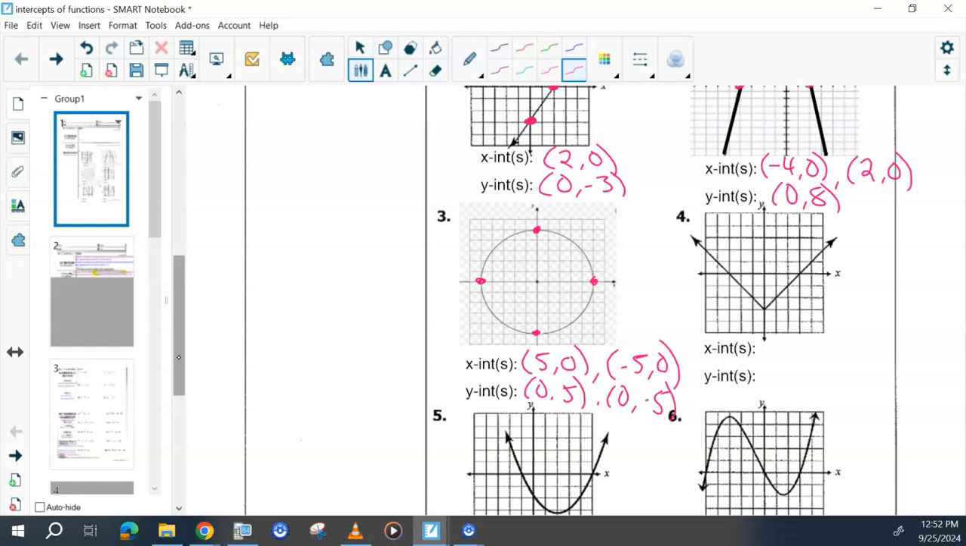Look at numbers 4, 5, and 6. Which of those do we want to see, go over, have questions about?